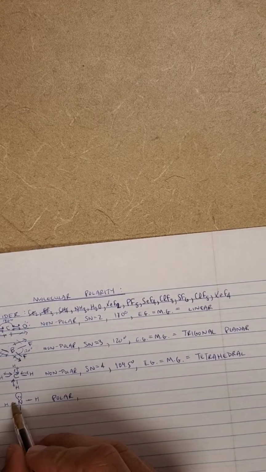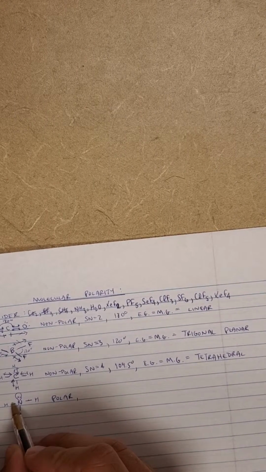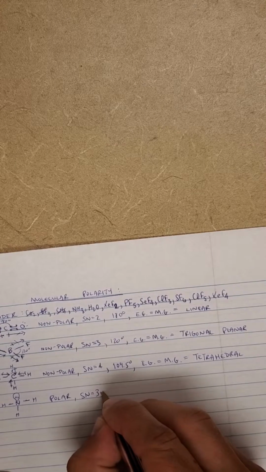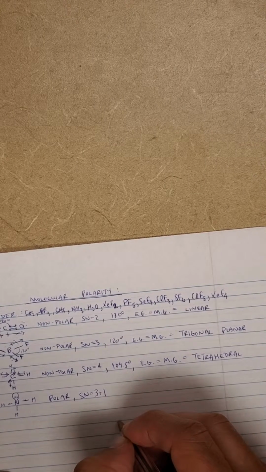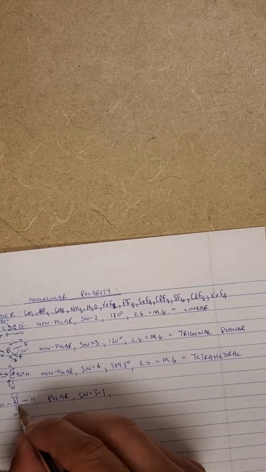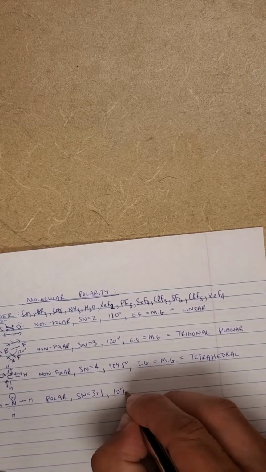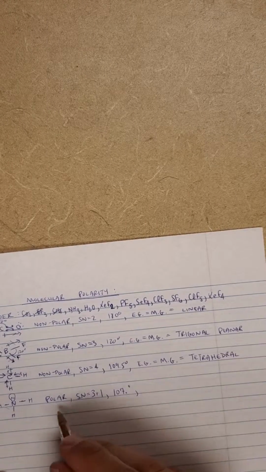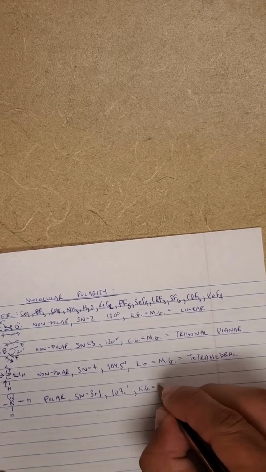and the steric number of this is going to be 4, but since it has a lone pair, represent that as 3 plus 1. And that's going to give us a bond angle of 107 degrees between each one of these bonds. Since it's polar, the electron geometry is different from the molecular geometry, and our electron geometry will be tetrahedral.